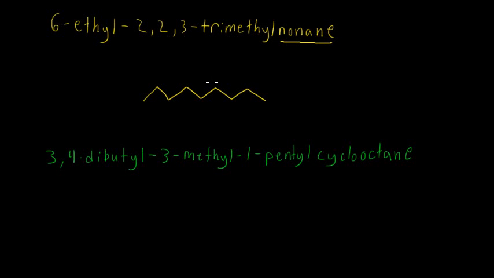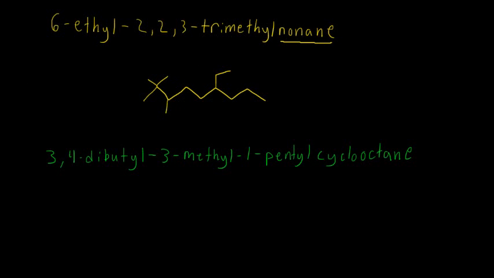So we can put the methyls on first. So we have 1, 2. Off of the 2 we have 2 methyls coming off, and then off of the third we have another methyl, and then 6-ethyl, so 1, 2, 3, 4, 5, and 6. Ethyl is 2 carbons, so that is one way to draw 6-ethyl 2,2,3 trimethylnonane. And notice again how this is written alphabetically, so ethyl coming before methyl, and the tri does not come into play when you're naming these.